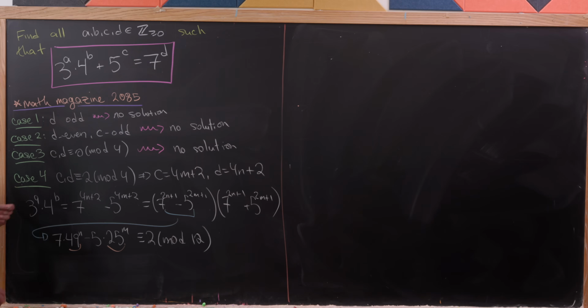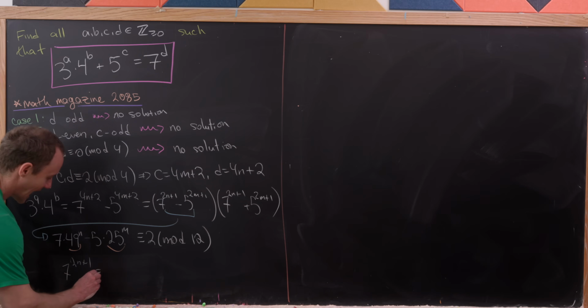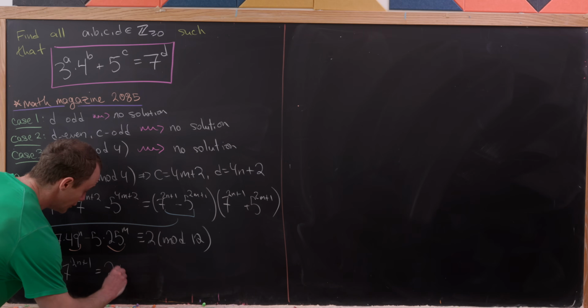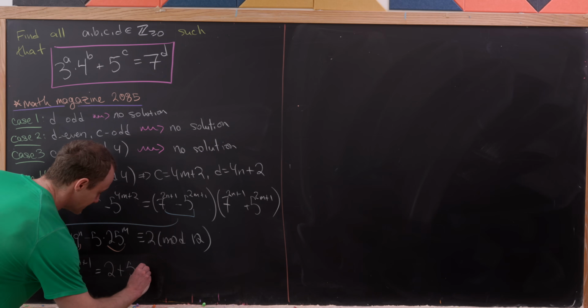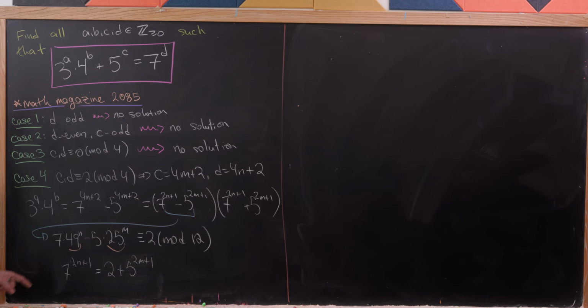But now we can do the same kind of argument that we did before. So this term right here is congruent to 2 mod 12. That means it's not divisible by 3 or 4. That means that it must be equal to 2. But if it's equal to 2, that means that I can write 7 to the 2n plus 1 as 2 plus 5 to the power 2m plus 1. Again, that's because this thing must be equal to 2 by our previous argument. Okay, but where can we go from there?